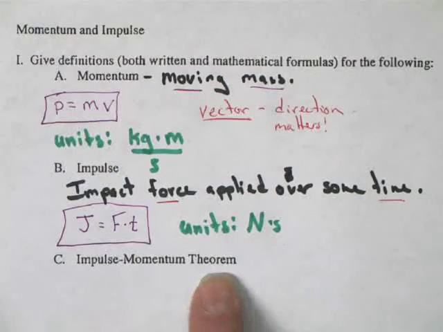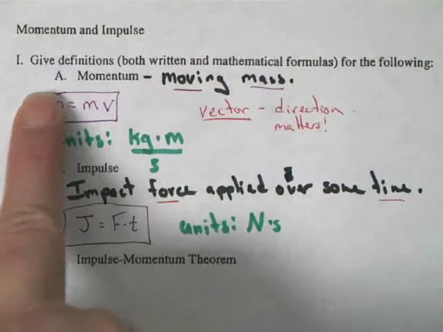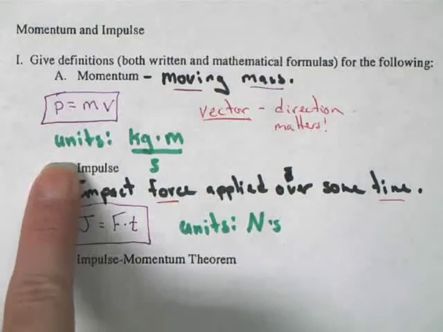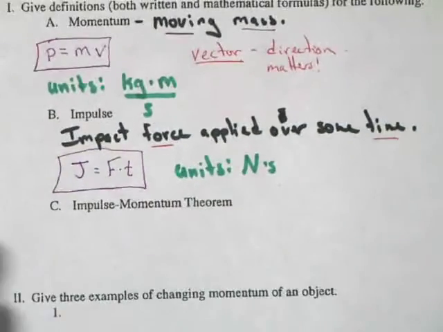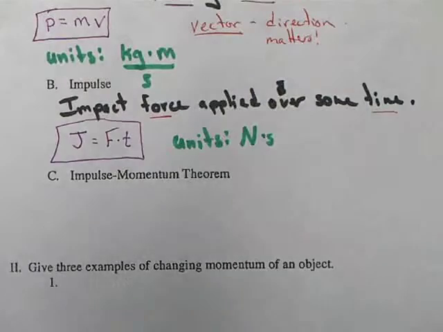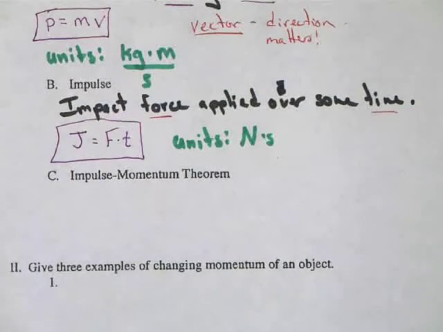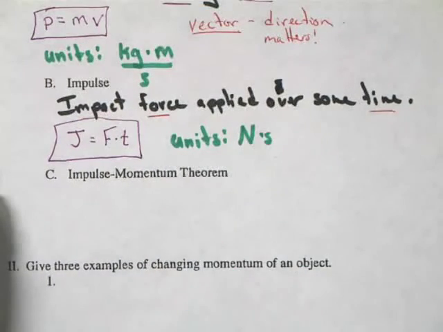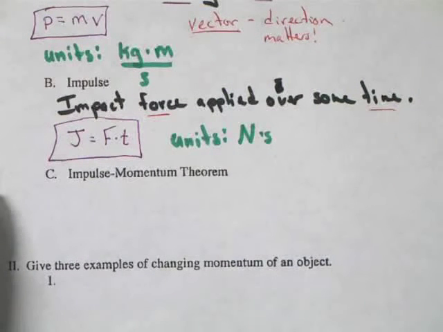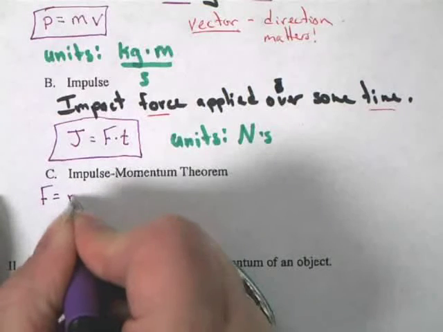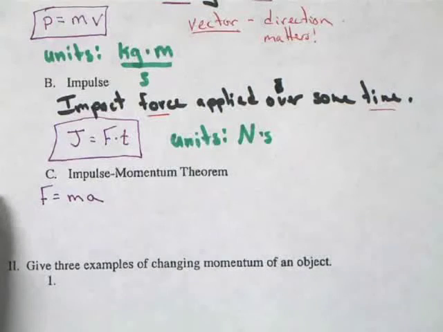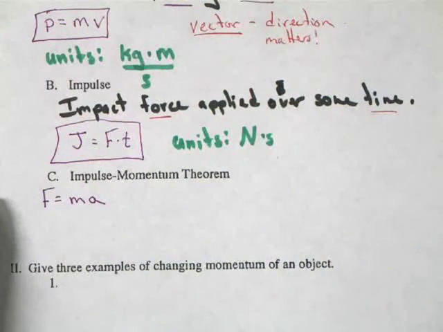Okay. Last thing is the impulse momentum theorem, and that just means that we need to combine these two ideas, momentum and impulse, into one big idea. We actually know the equation already, but we're going to have to write it just a little bit different for this unit. We're going to start with Newton's second law. Newton's second law stated that the net force acting on an object is equal to the mass of the object times the acceleration of the object. So net force is equal to mass times acceleration.